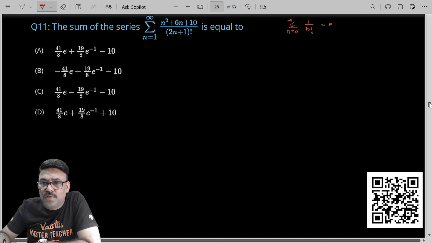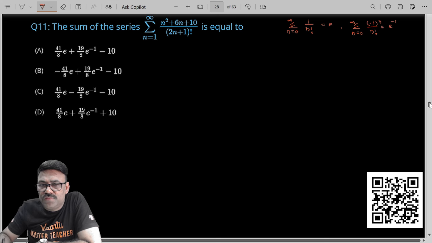Now, if you take n varying from 0 to infinity, (minus 1) raised to n by n factorial, means 1 by 0 factorial minus 1 by 1 factorial plus 1 by 2 factorial minus 1 by 3 factorial. So it is 1 by e, that is e raised to minus 1.